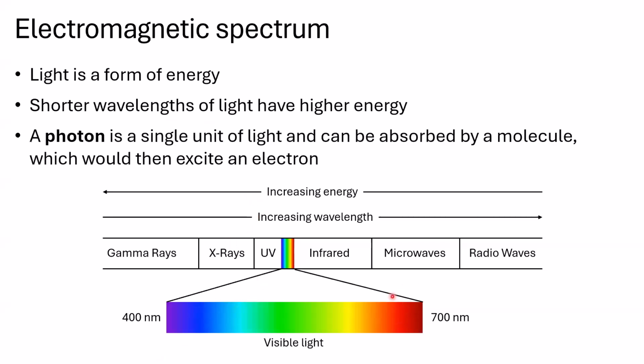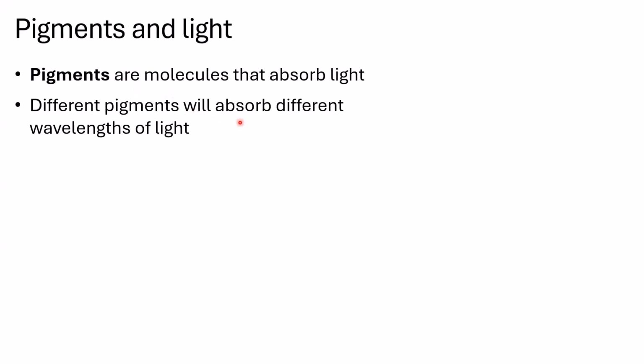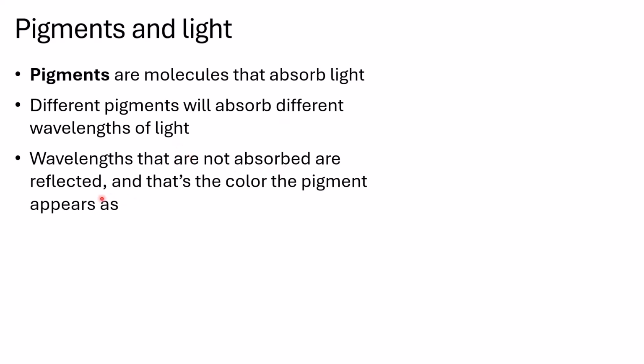A photon is a single unit of light that can be absorbed by a molecule. When this happens, an electron in the molecule becomes excited, which means that it reaches a higher energy state. The energy from the electron can then be collected as it begins returning to its original lower energy state. The molecules that can absorb light in the form of photons are called pigments. There are many different pigments, and each one absorbs different wavelengths of light. The wavelengths that are not absorbed are reflected, and the reflected light is what we see.